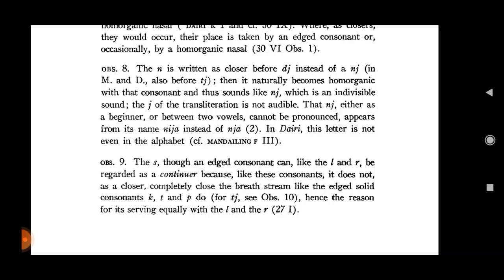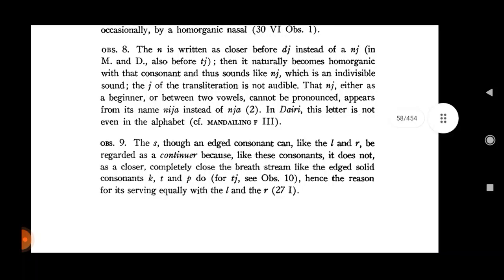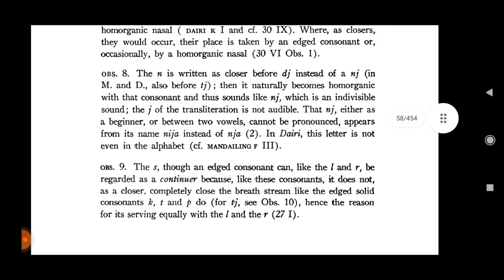The Y, either as a beginner or between two vowels, cannot be pronounced, appears from its name Nia instead of Nya in diary. This letter is not even in the alphabet, cf. Mandailing 3.